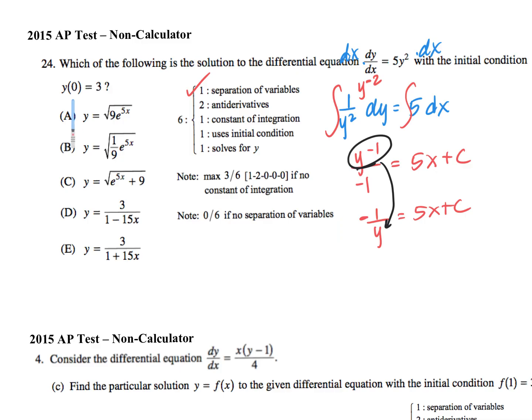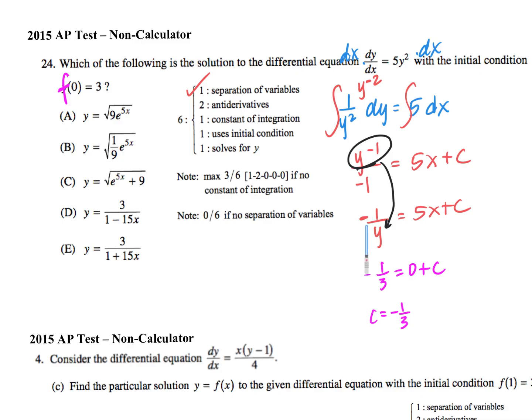What's going to go away? F of x. My x is 0. My y is 3. What's my constant? Are we able to isolate y, then solve for c? You are absolutely able to isolate y, then solve for c.